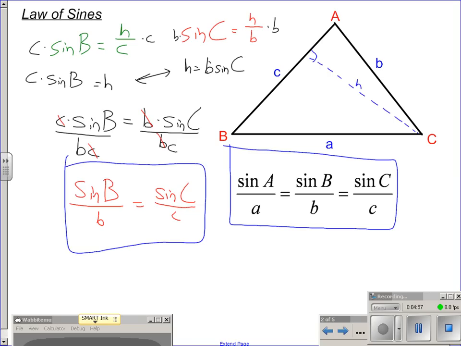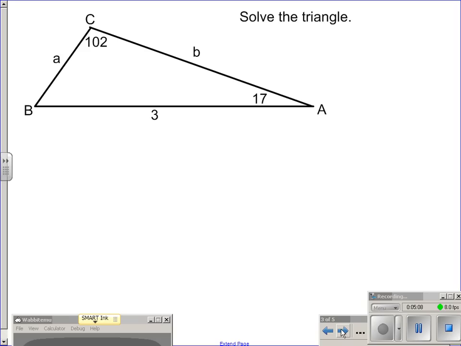All right, but it doesn't matter which two of these three fractions you use. It just depends on the information that you have and are looking for. So let's do an example.